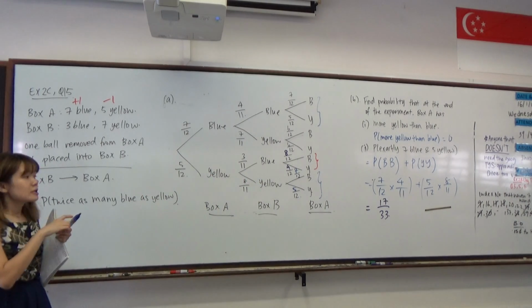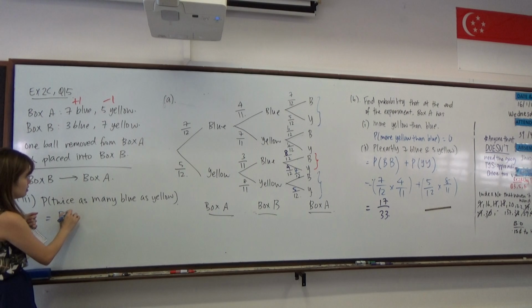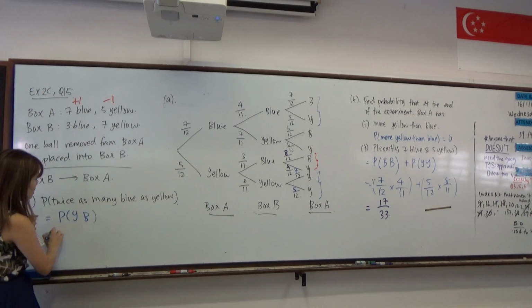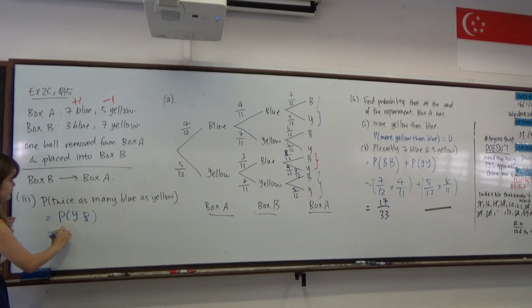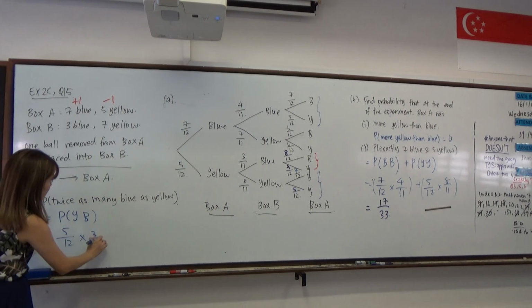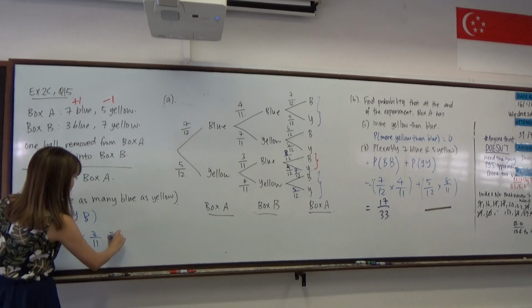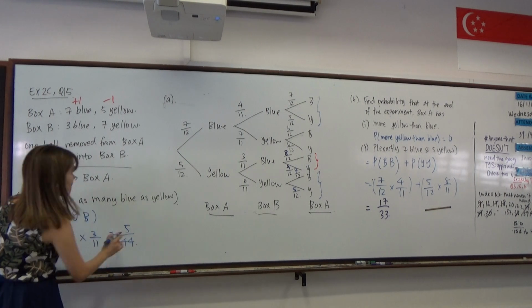You understand? So therefore the probability for this event to happen will be 5 over 12 times 3 over 11. So that will be 5 over 44.